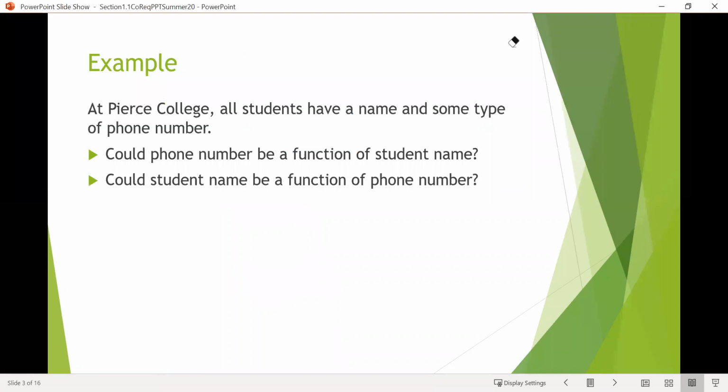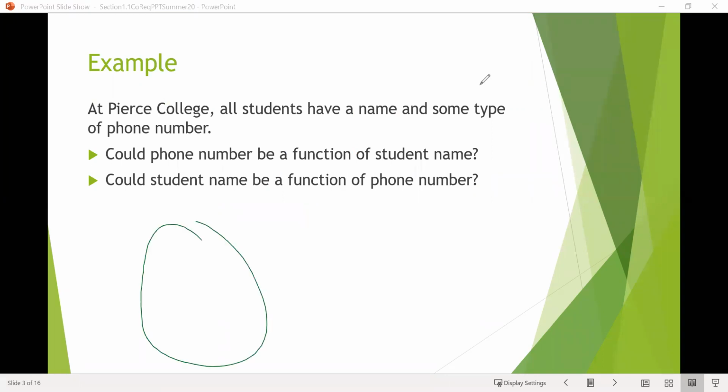All right, so additional examples. Thinking about some inputs and outputs and whether or not they could represent functions. So we have two situations here. The first one says, could phone number be a function of student name? First of all, we have to decipher the language here. It says phone number is a function of student name.